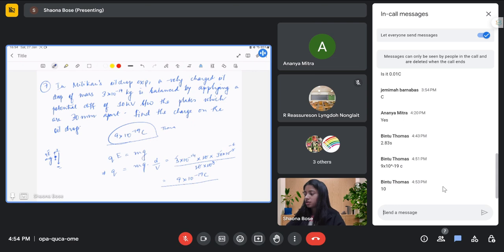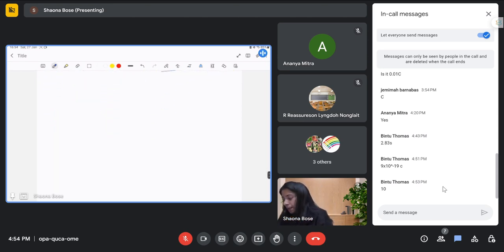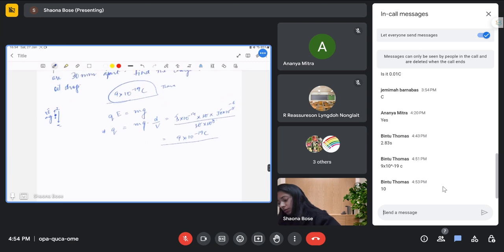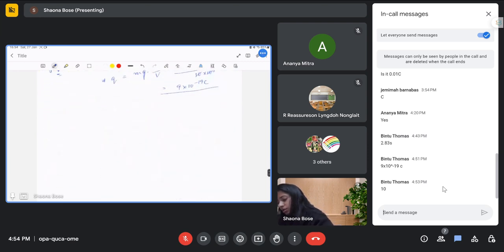Okay, so now we don't have much time, so I'll just be asking you a few very basic questions to check if these concepts are okay with you. I'll write a few models, just pay attention.